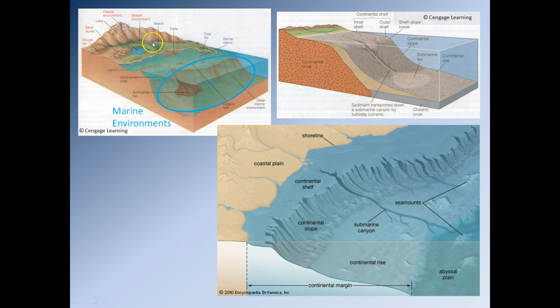Okay, so this is the diagram we've seen already. This is just highlighting the marine environment. So we're looking at the continental shelf, the continental slope, which includes submarine fan environments, the deep marine environments, and organic reefs. This diagram kind of shows you it in slightly greater detail.